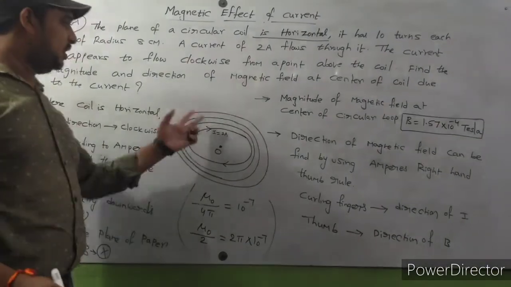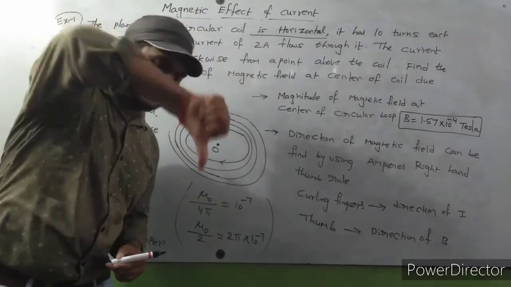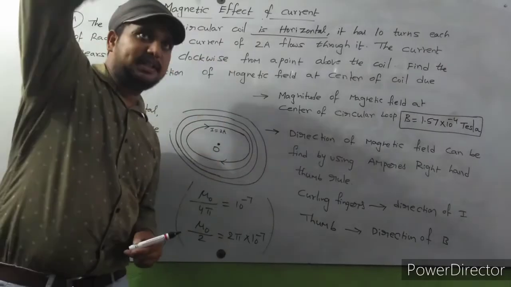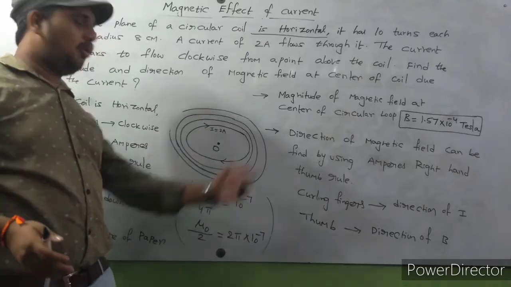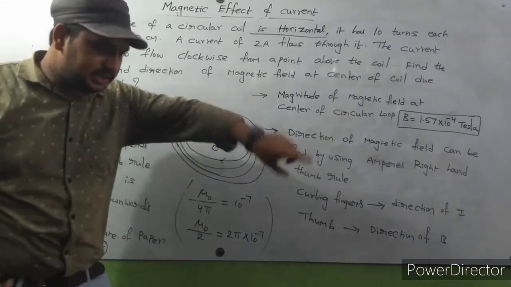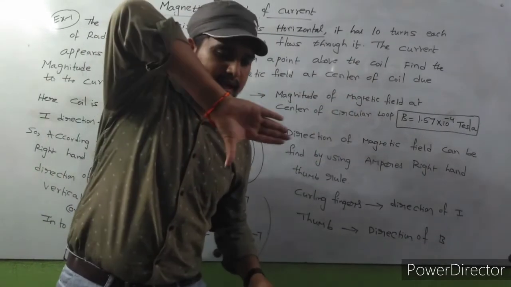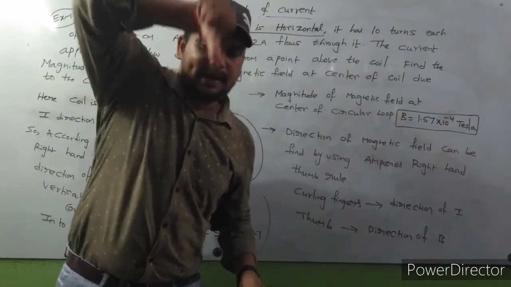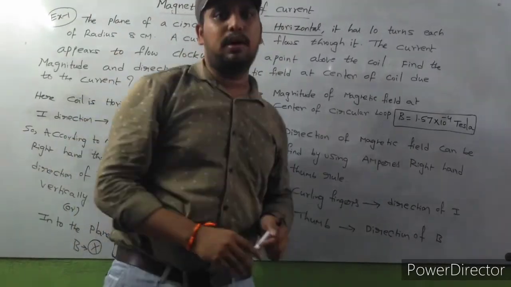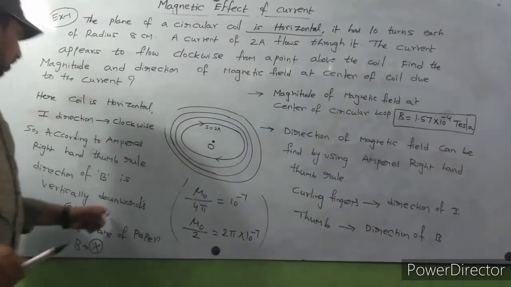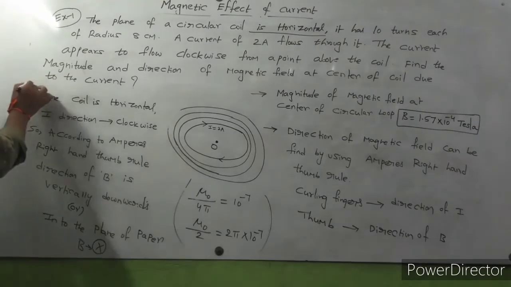Because this is horizontal now, the current moves in clockwise direction. That means the thumb indicates into the page, that means vertically downward. Just imagine on the board it looks like this, but it is in horizontal direction. The curling fingers indicate current direction and the thumb indicates the magnetic field, vertically downward or into the plane of paper. That is, the magnetic field is into the page.